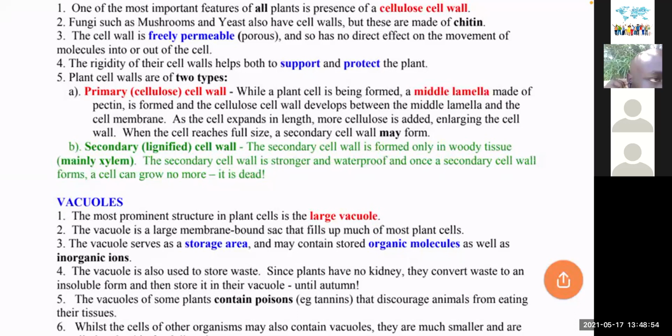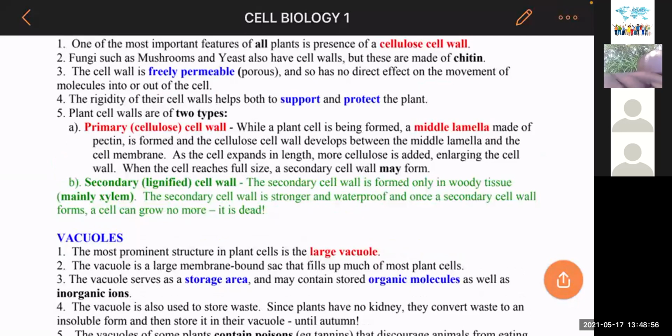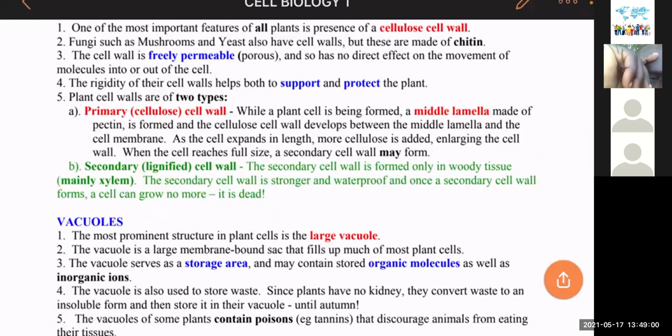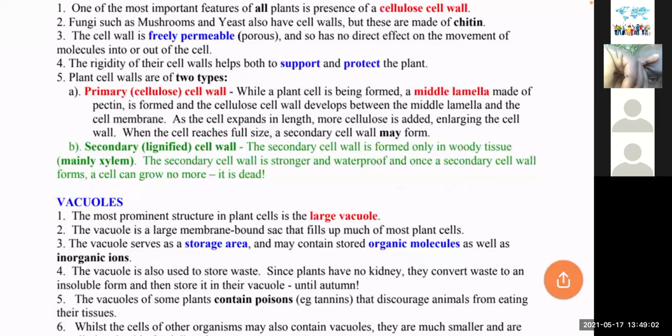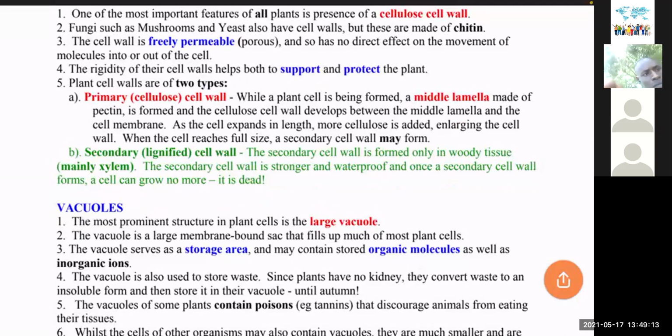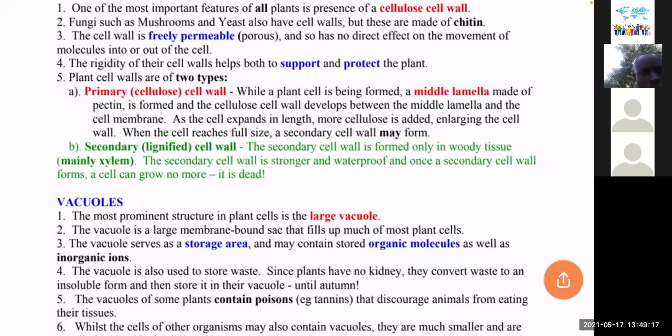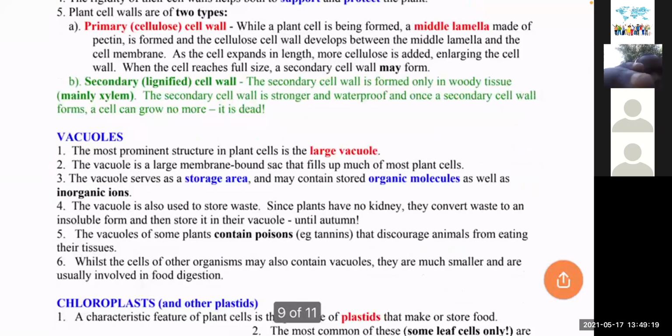Please mute your microphone. Please, someone help me mute those that can't mute themselves. The people that were made co-hosts, help me mute the people, please. Thank you. Okay, we proceed.